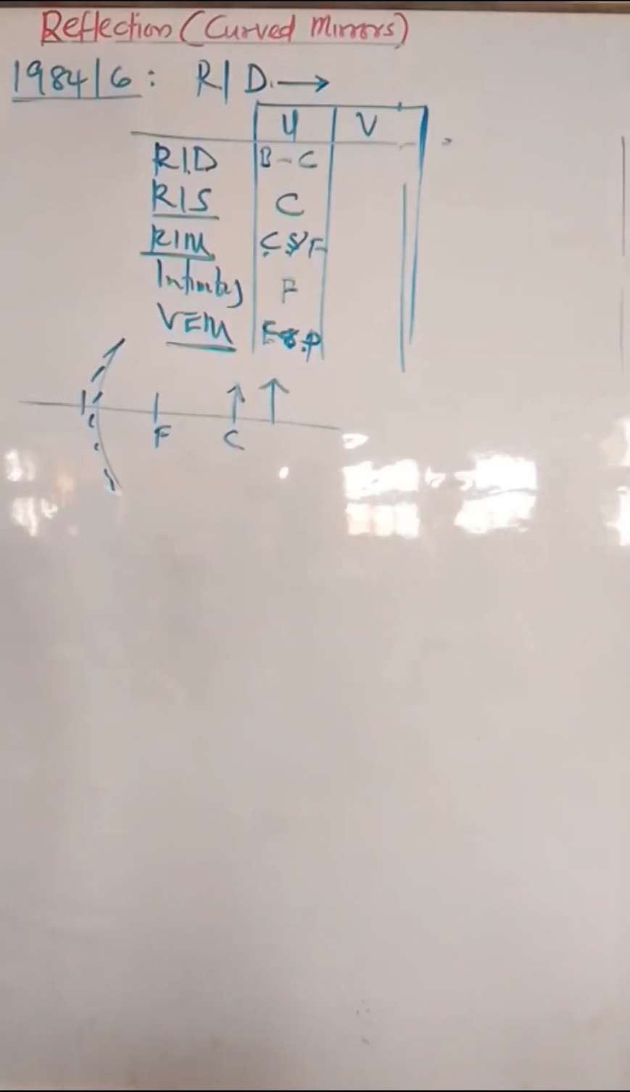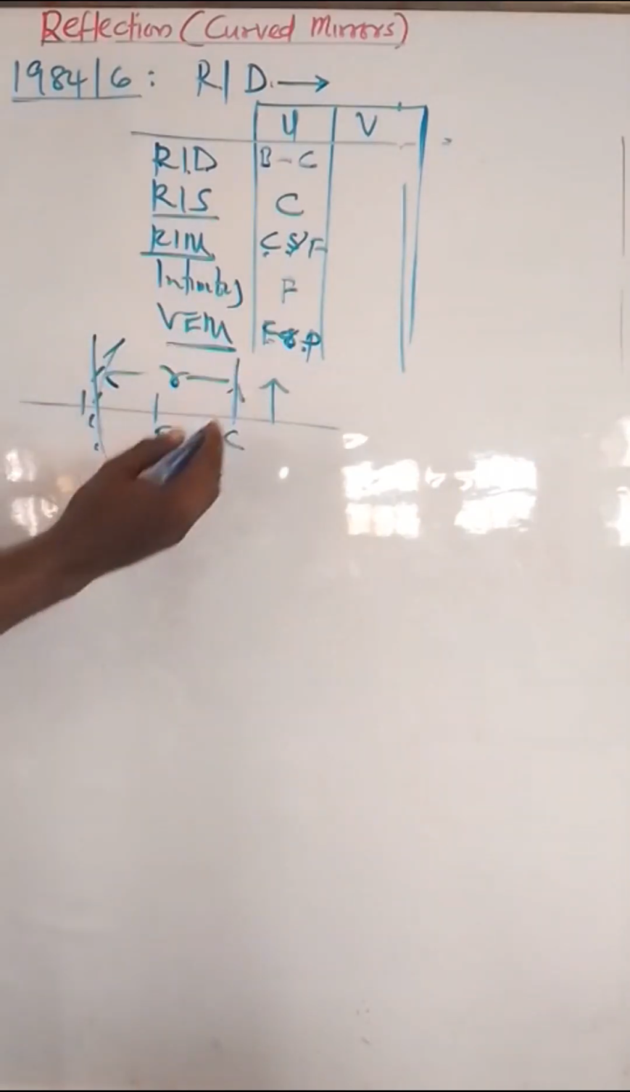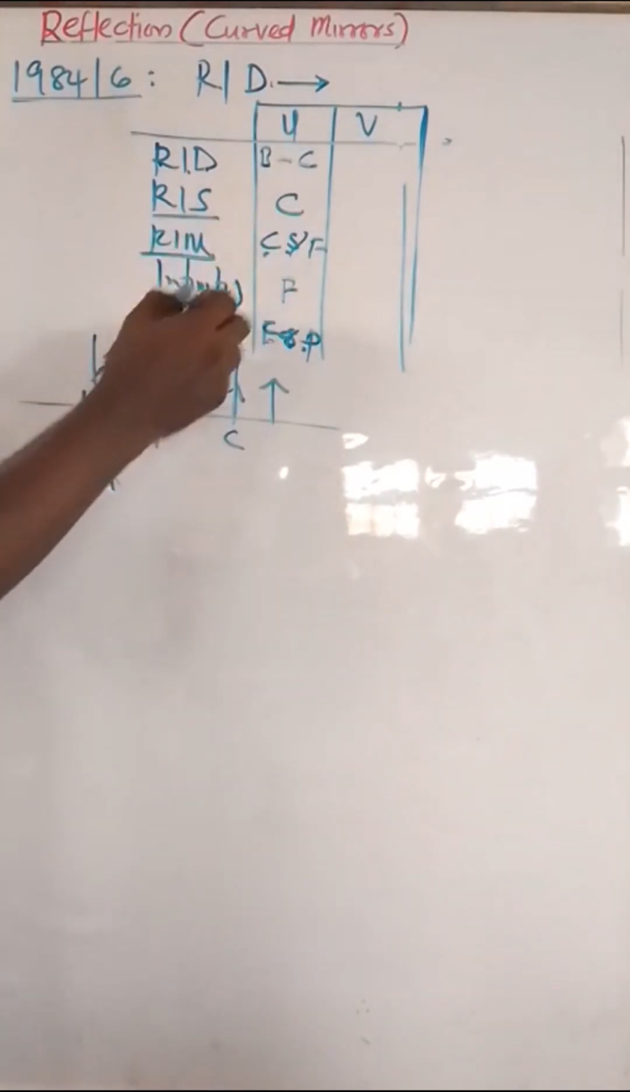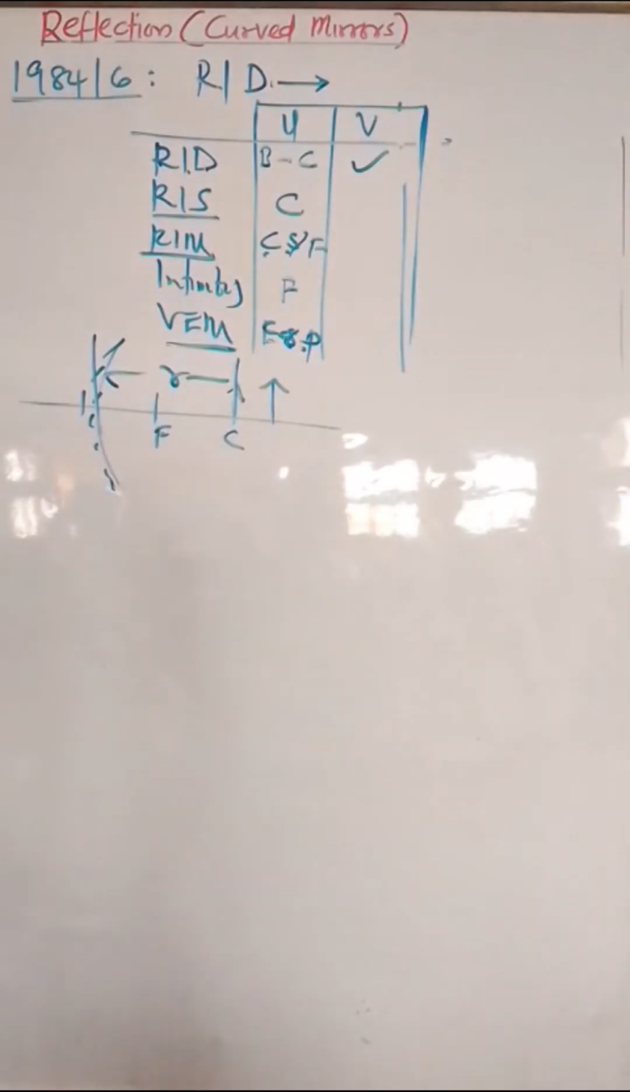E. At a distance greater than the radius of curvature. Yes, this radius of curvature. Distance greater meaning behind it. So the answer is what? E. A distance beyond the radius of curvature.